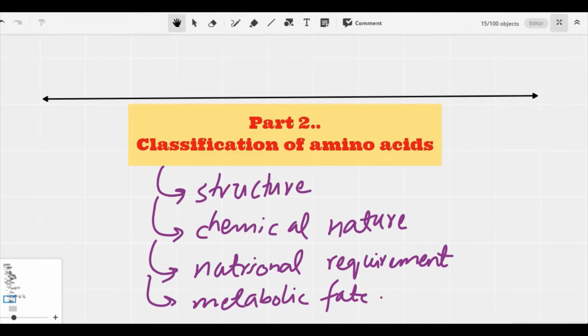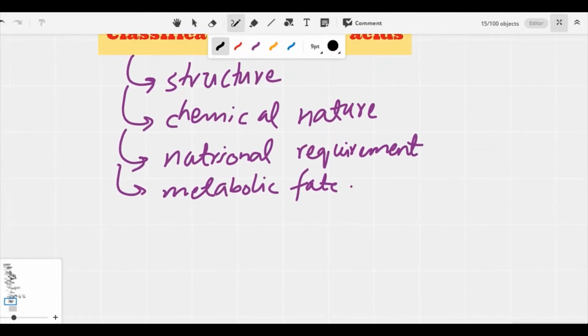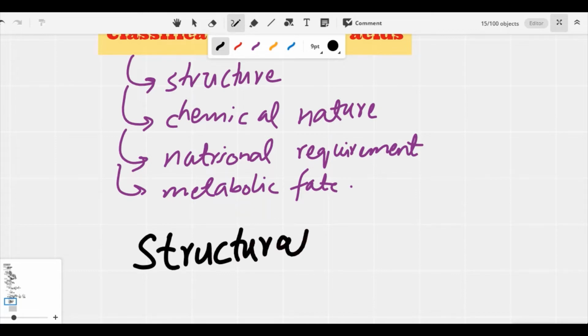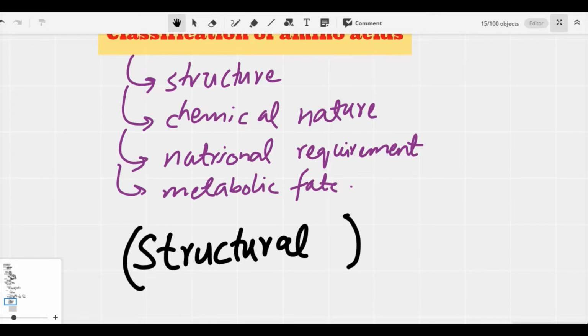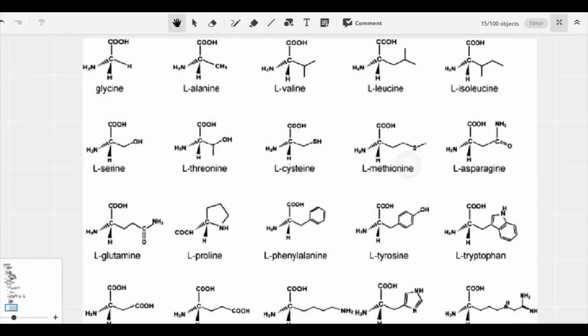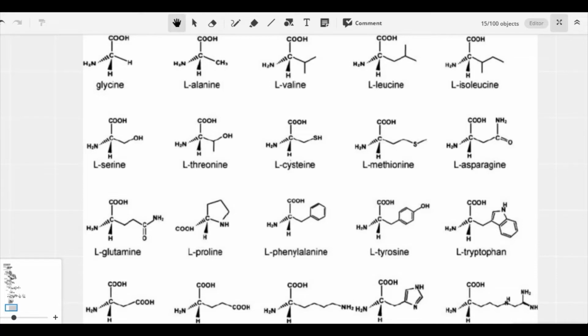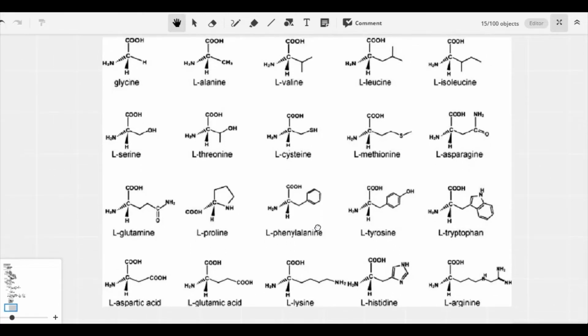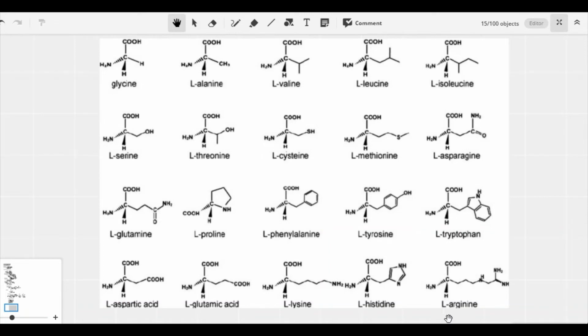Okay, so in this video we are going to classify the amino acids based on the structure, or you can say amino acids classification based on the structure. Here I am going to show you the 20 different amino acid structures, so then we will classify. I think now you can see there are the 20 different amino acids. You can see from glycine to L-arginine, so there are a total of 20 different amino acids. You can count it, and that is 20.